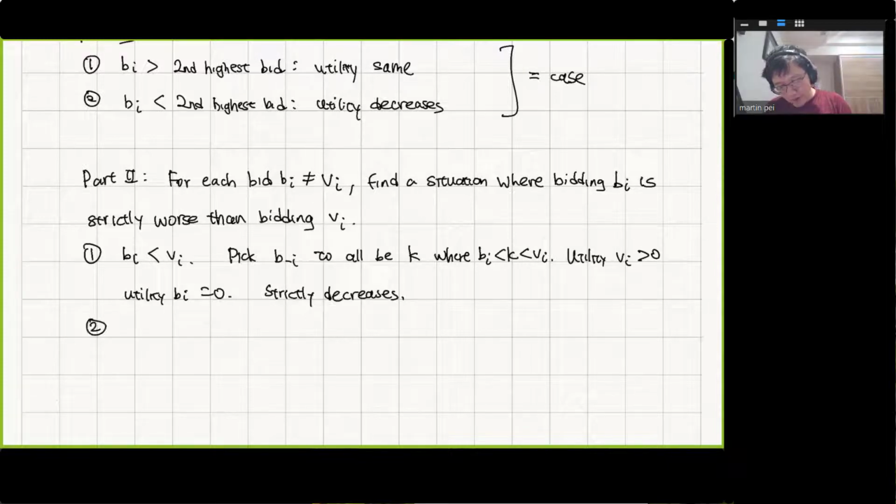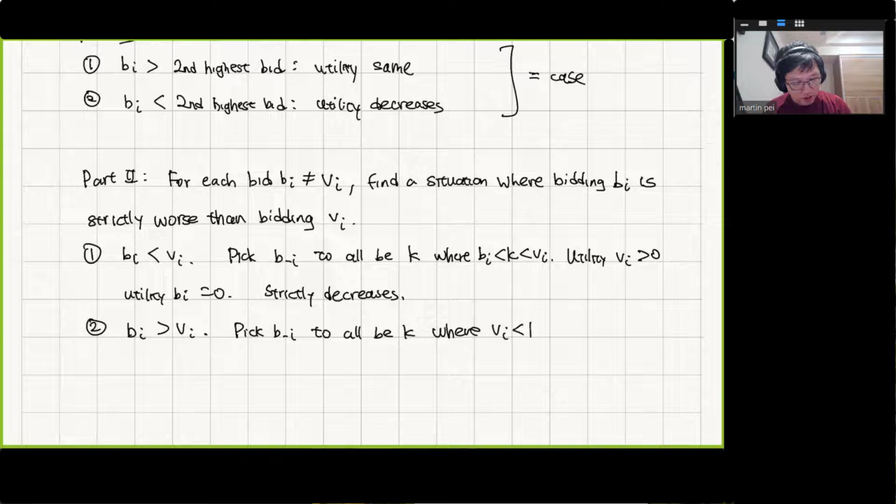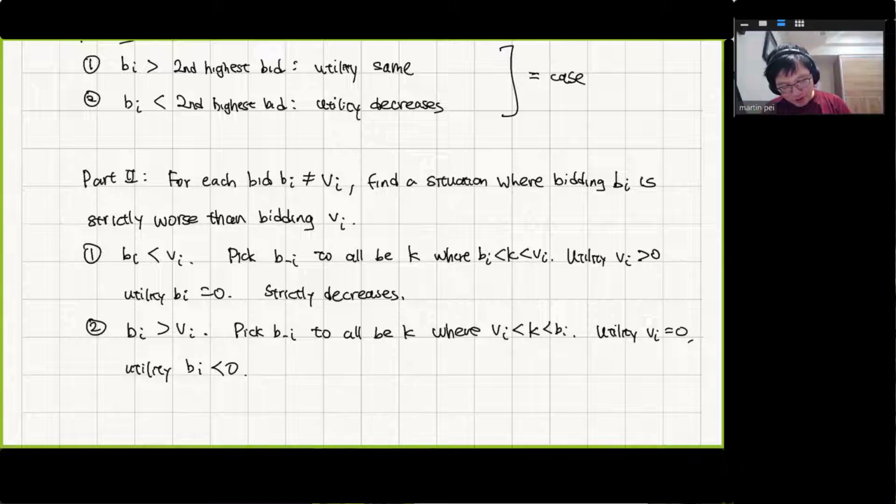And the second case is when BI is strictly greater than VI. So you bid higher than your evaluation of the item. That's never a good idea. So you pick the situation B minus I to all be the same K, where K is still between the two numbers. And in this case, the utility of bidding VI is 0, and the utility of bidding BI is strictly less than 0. So it still decreases.